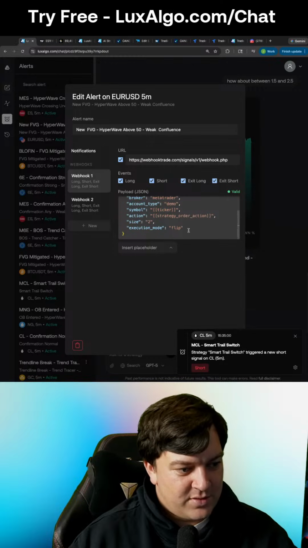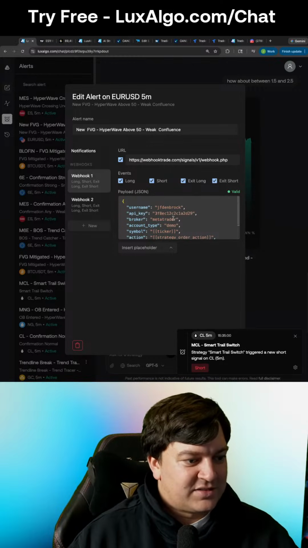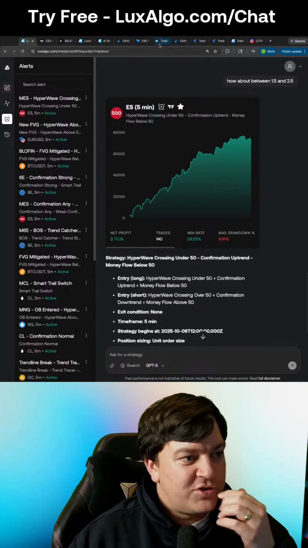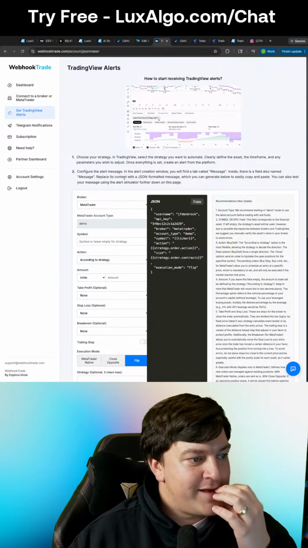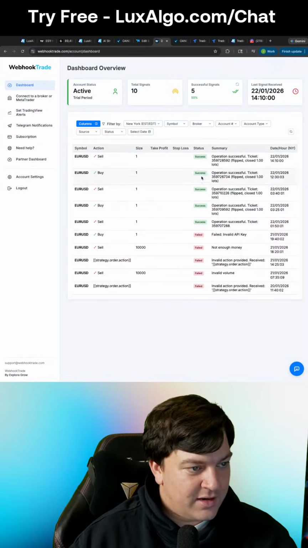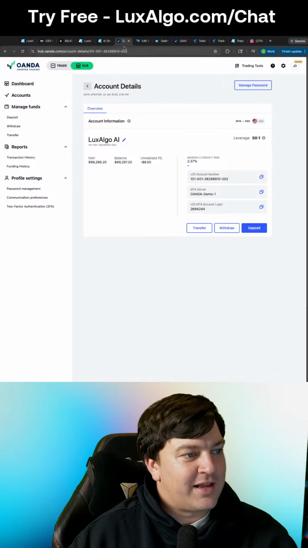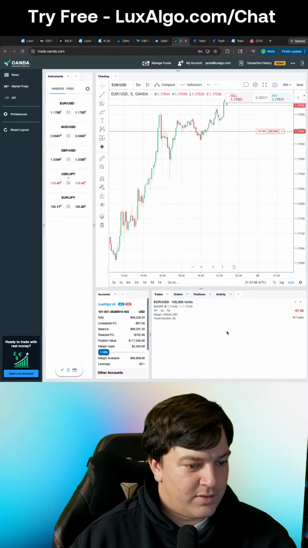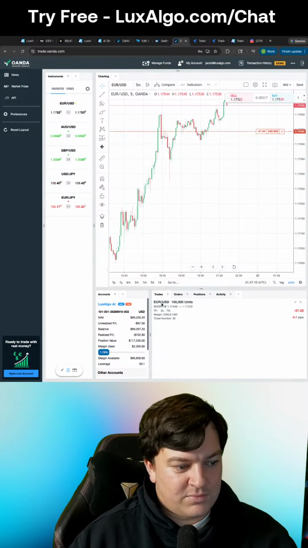So I put a 2 here for 200,000 units. And so that's going to trade that. It's going to send a signal through Webhook Trade, right? And whatever you have connected via MetaTrader here, you can see the alerts right here. So like I have this trading a demo on Oanda. So you can see this one's been in a short. So you can see it just took the trade there.